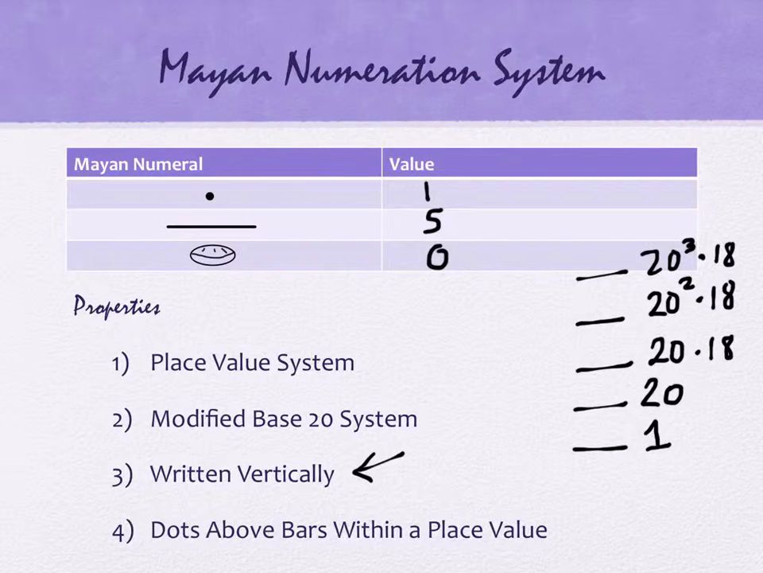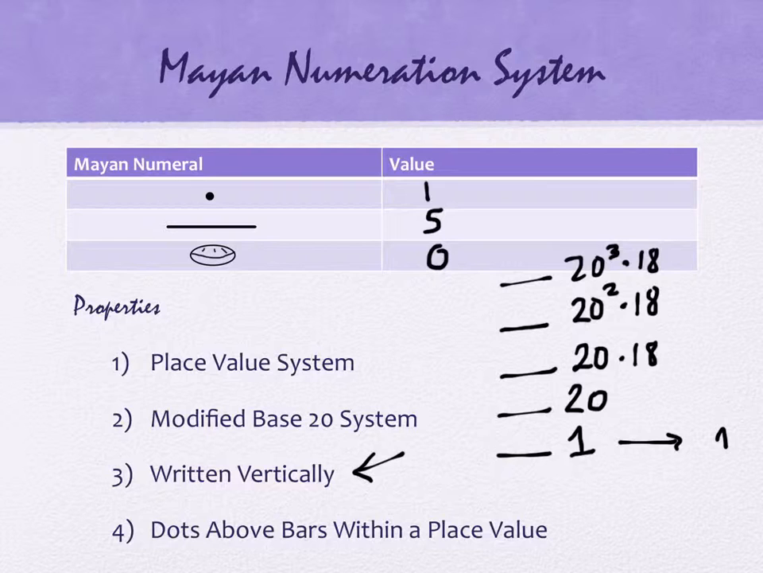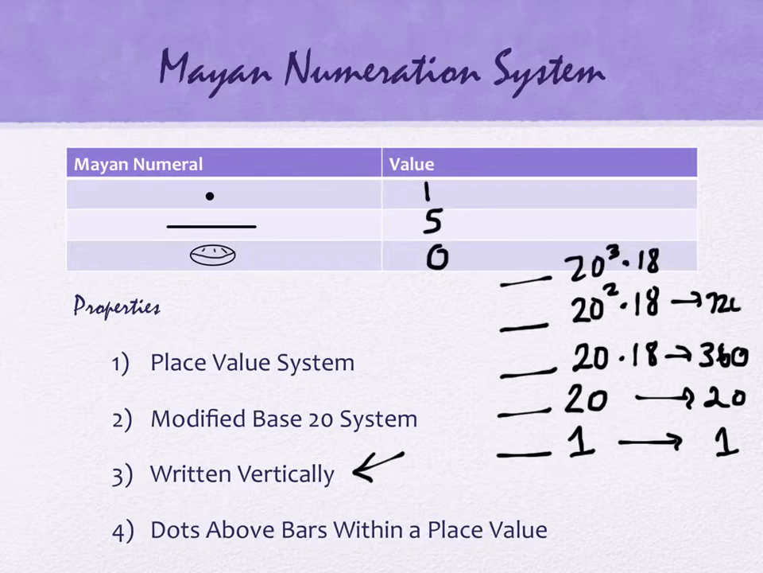Okay? Now, the reality is that while that is all well and good, what we really care about is what each of them are equal to. So this first place value is worth 1. This is the 20s place, so it's worth 20. I'm going to need these in a minute, so we're going to write them down. Y'all told me 20 times 18 is 360. What happens when I multiply that by another 20? What's 20 squared times 18? 7,200. Okay. And then what's 20 cubed times 18? 144,000.